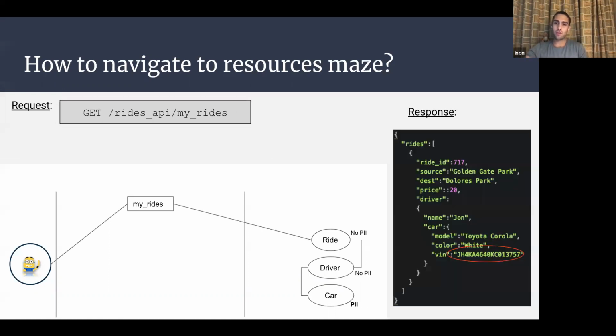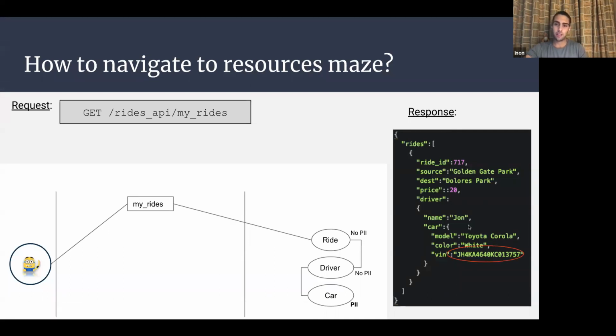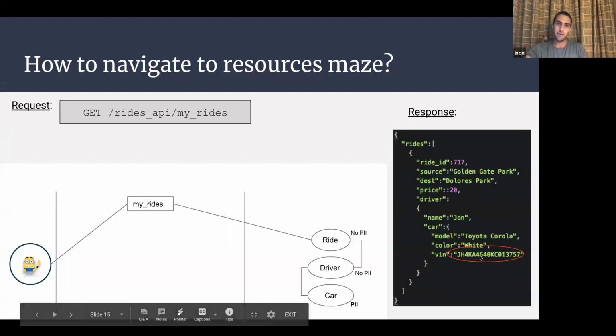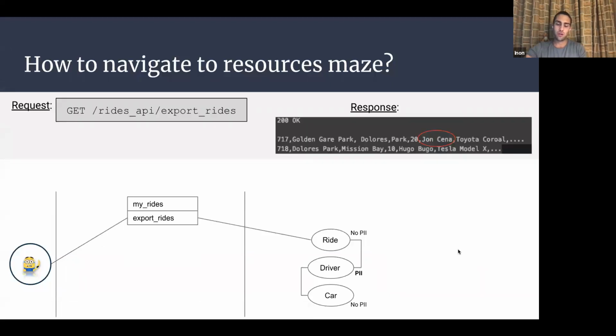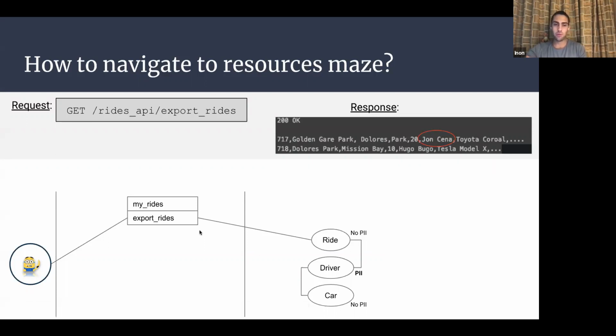But let's say that you want to find excessive data exposure that would help you expose more information about the driver, right? Because you want to steal the information of the driver, not just the VIN. So the way you should think about it is, okay, I want to expose the information of the driver. Let's try to find more endpoints that expose rides. And we know that ride contains the driver object.